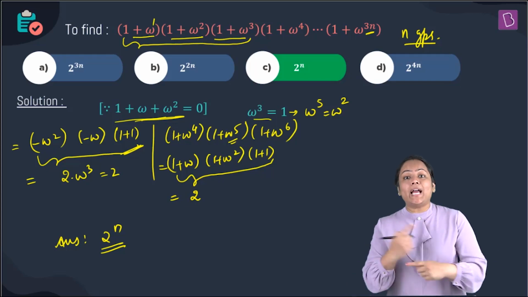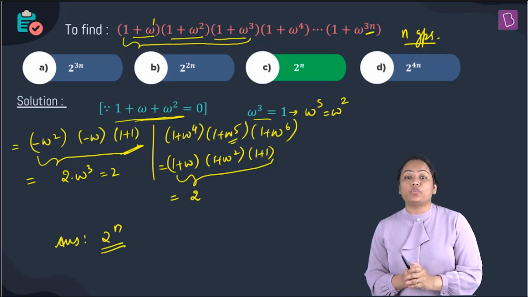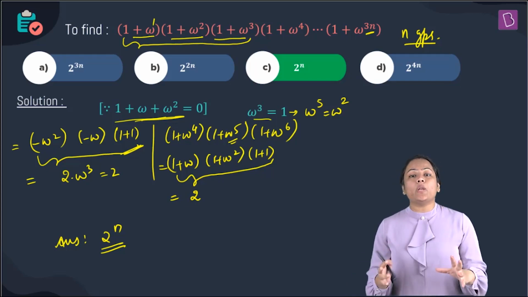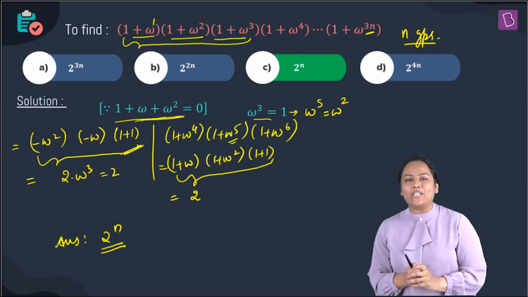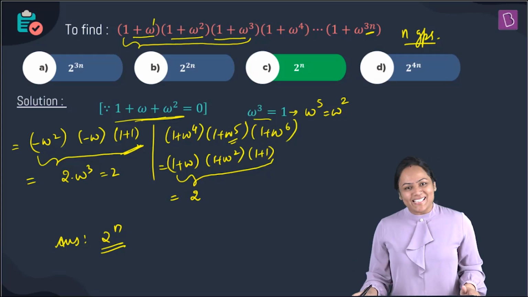Keep on revising, guys, all the properties of complex cube roots of unity, so that you are very well versed with the formulas, and then it's quick and easy to understand what the question is saying and how to proceed. Isn't it? Perfect.